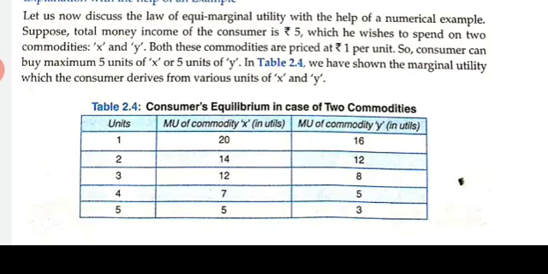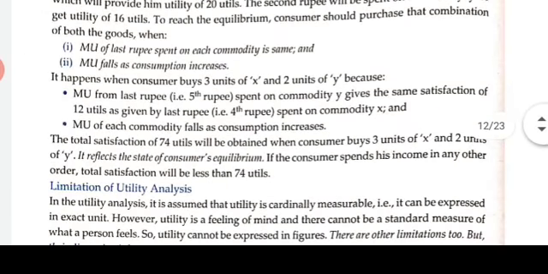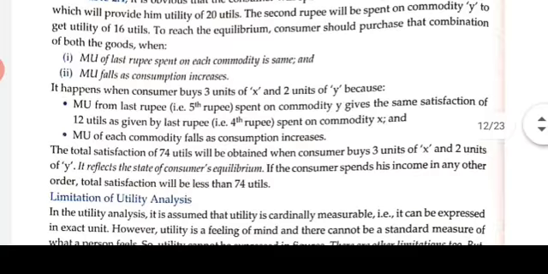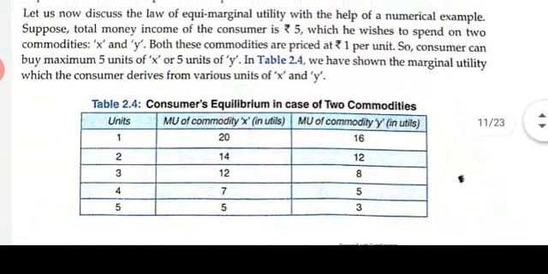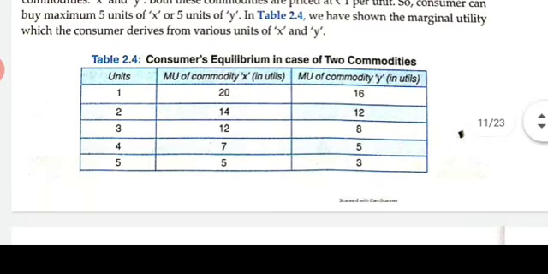Units we are measuring, MUX, MUY we are measuring. From this table, if you see what is happening, the total money income of the consumer is ₹5, which he wishes to spend on two commodities, say X and Y. Both these commodities are priced at ₹1 per unit. So the consumer can buy a maximum of 5 units of X and 5 units of Y. In the table you can see a maximum of 5 units.